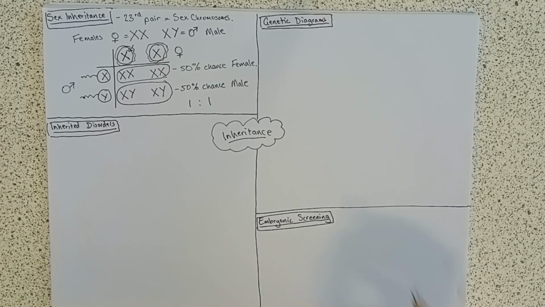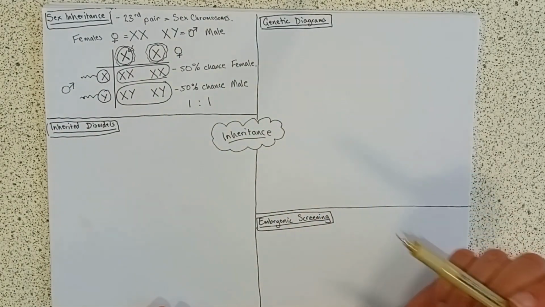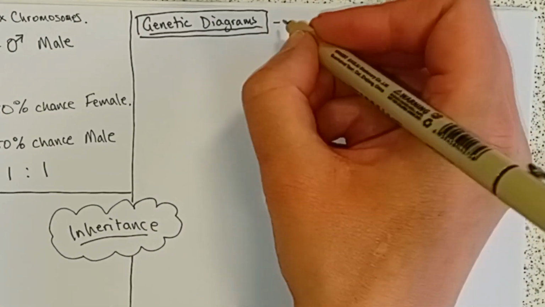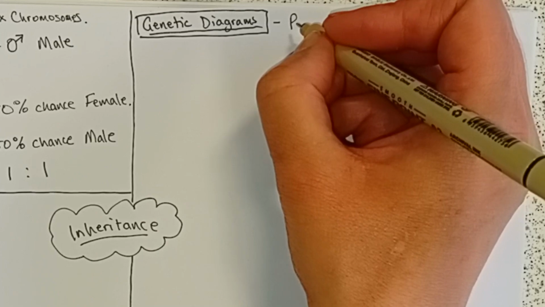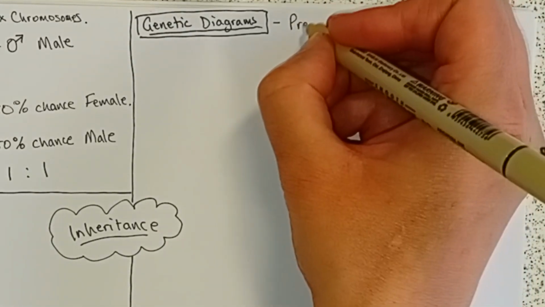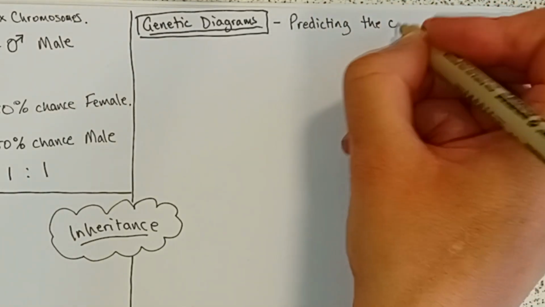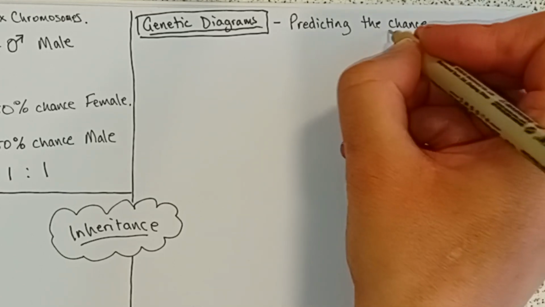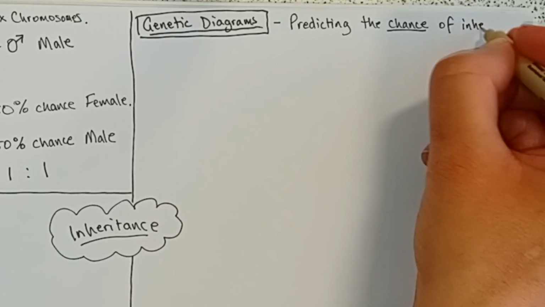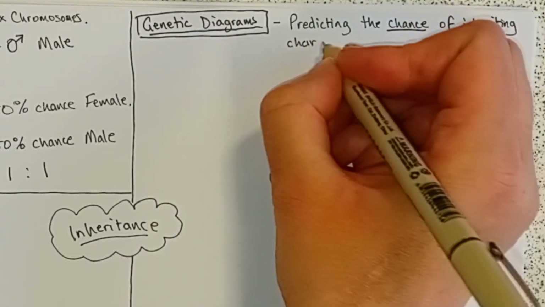So let's take then what we've done in this diagram and put it into looking at other characteristics, not just whether you're going to be male or female. Remember that in genetic diagrams, we are predicting the chance of inheriting the characteristics, not actually getting them. Predicting the chance, or probability, of inheriting characteristics.